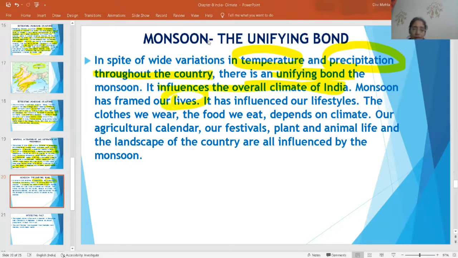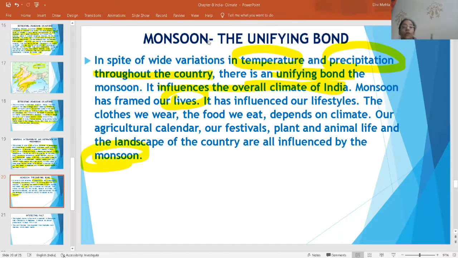It frames our lives. Agriculture depends upon the monsoon. Farmers wait for the monsoon to come. The food we eat and the clothes we wear depend upon the climate. Now the winter season is going on, so we are wearing woollen clothes. When summer comes, we will wear cotton clothes. Our agricultural calendar and some festivals come with the monsoon. Plant and animal life, and the whole landscape of the earth, are influenced by the monsoon.